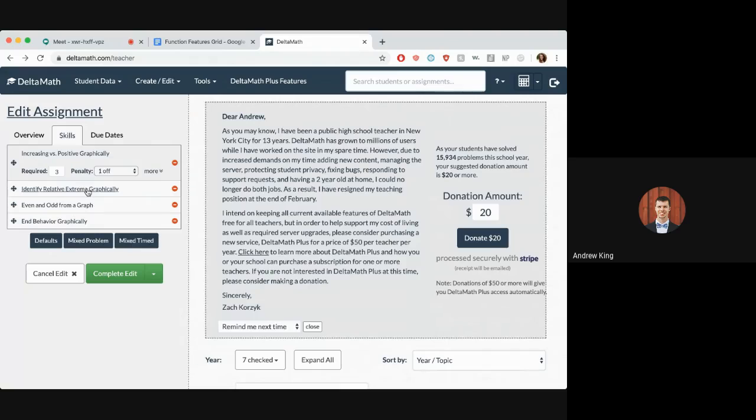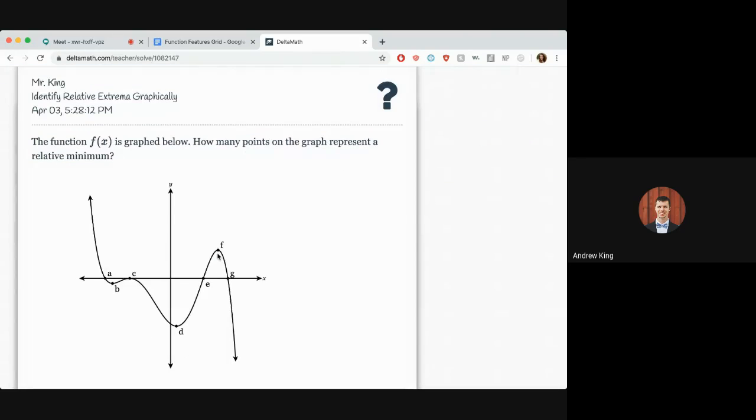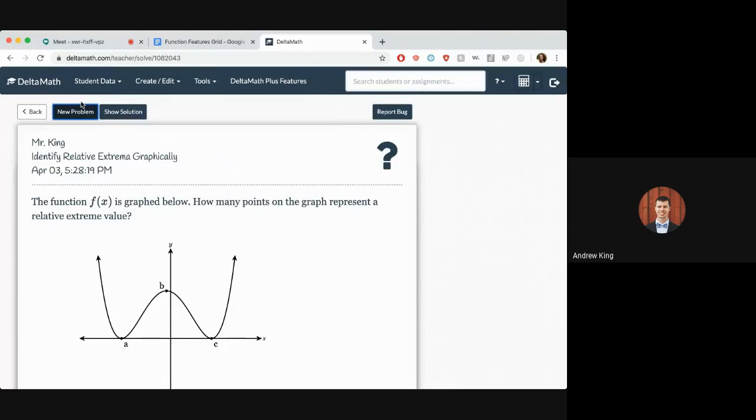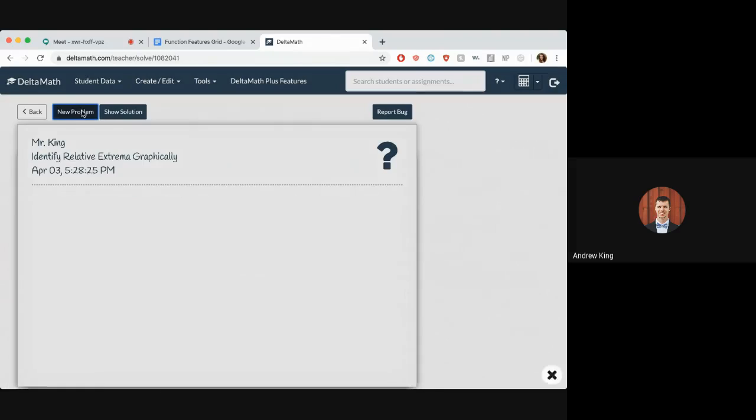Second one is identifying extrema. Extrema are your maximums and your minimums. Sometimes I think they'll ask for a minimum. I think sometimes they'll ask for a max. And sometimes they'll say either an extreme value or an extrema.